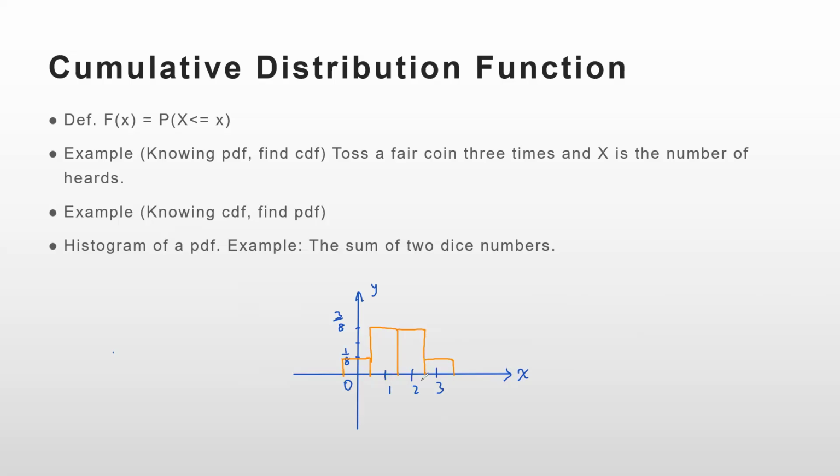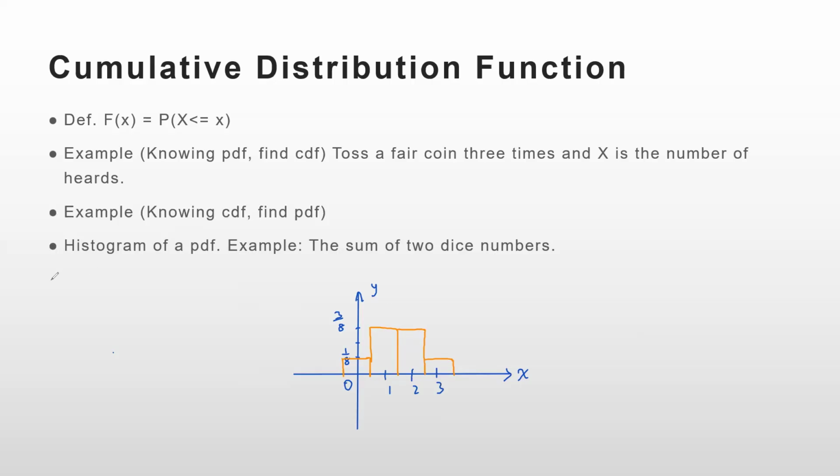Once we have the histogram, we can talk about the shape. Like this one is symmetric, or not that much symmetric, and there are two modes, 1 and 2.